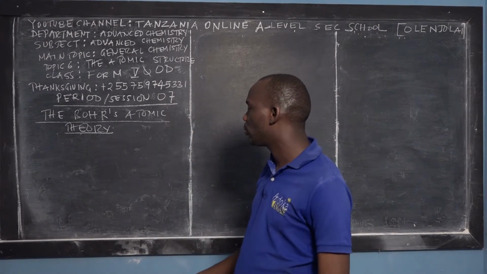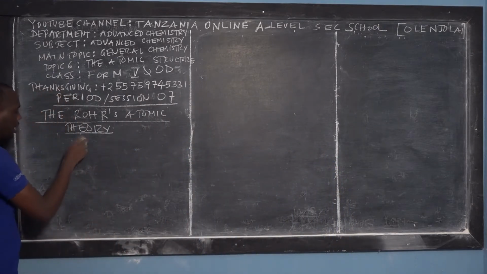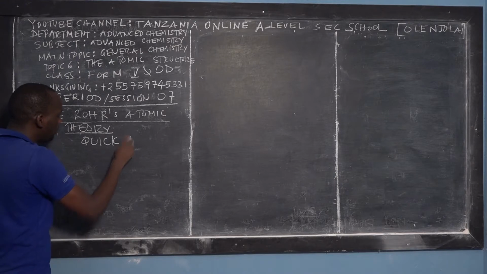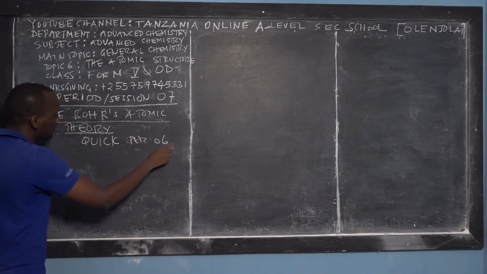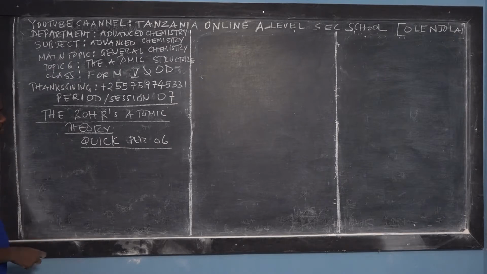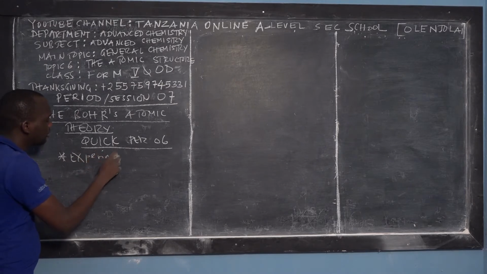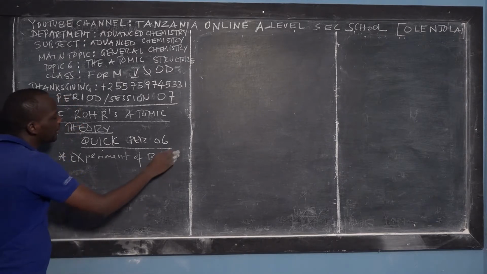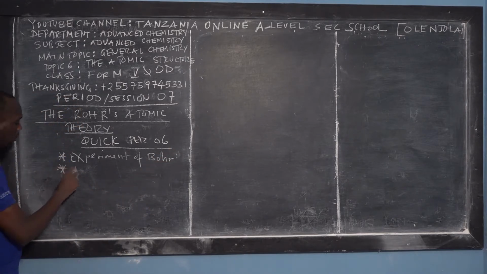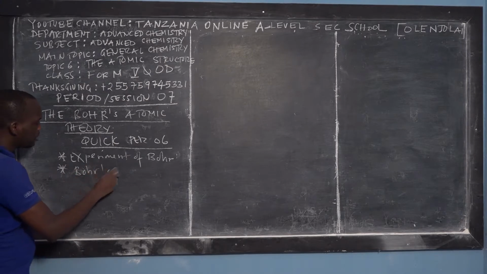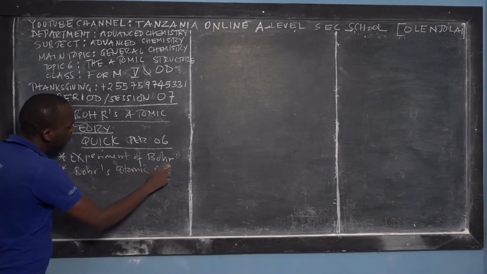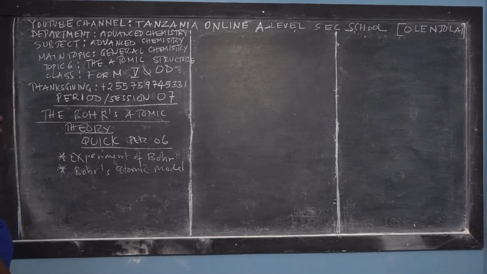So I'd like just to do a quick review of what I've taught you in our previous session, period 6. In period 6, I taught you about Bohr's experiment. What was Bohr's experiment? And then I taught you about Bohr's atomic model. What is Bohr's atomic model? It means atomic theory. What theory has he stated?